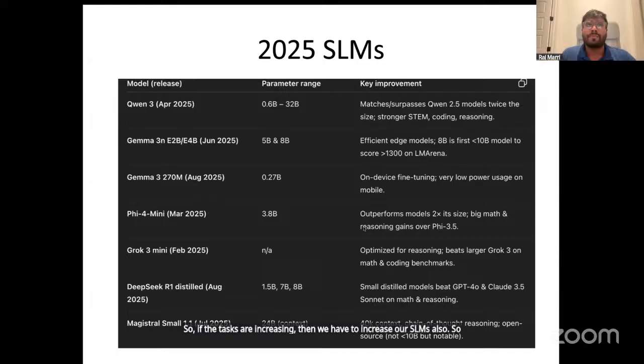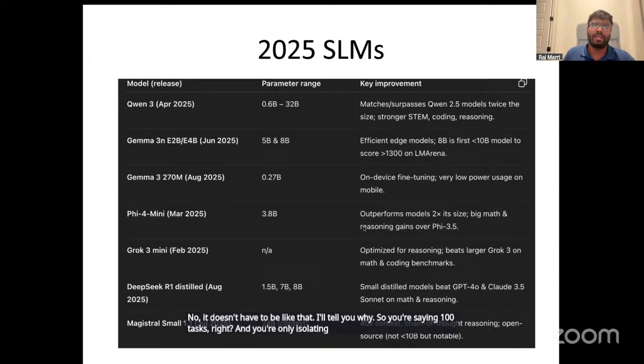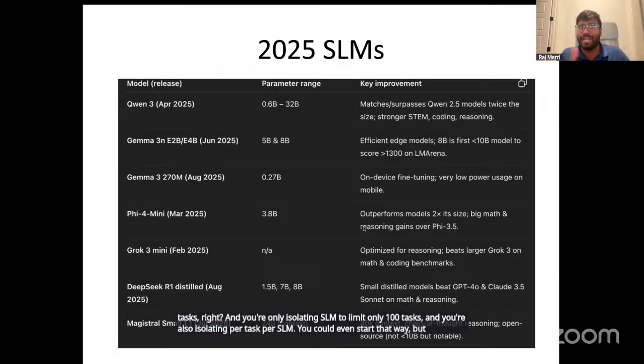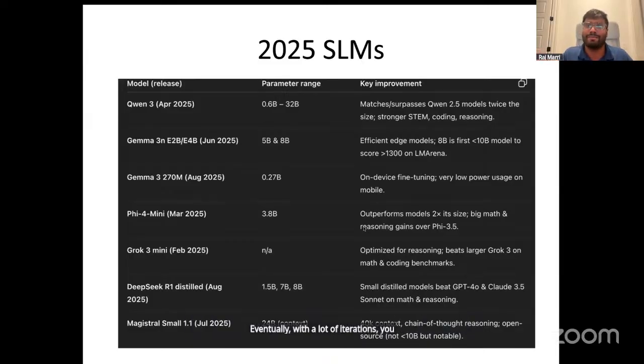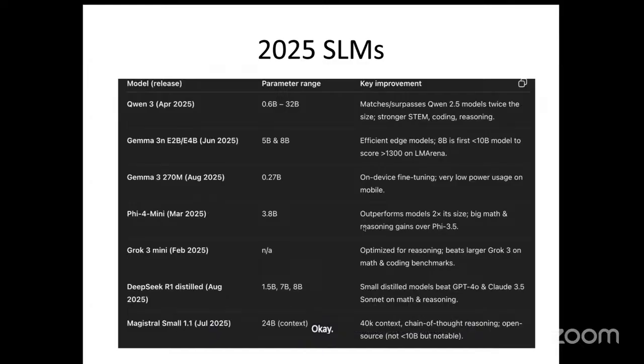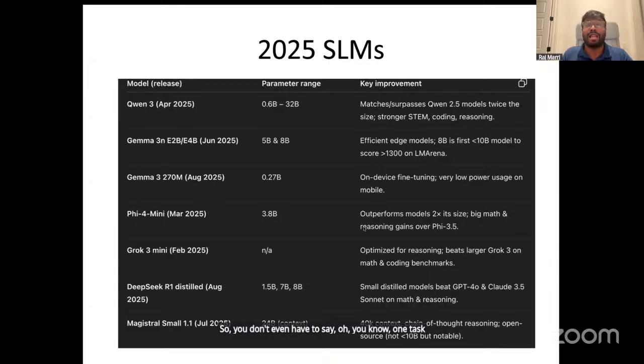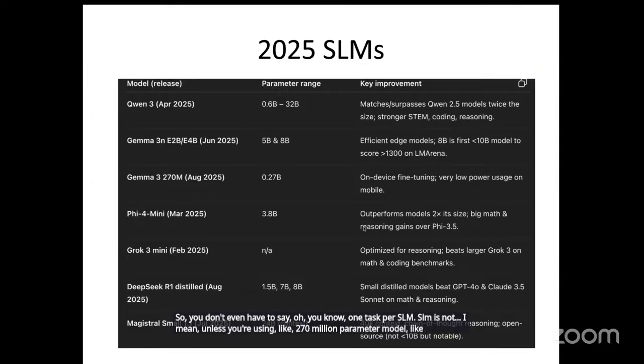No, it doesn't have to be like that. I'll tell you why. You're saying 100 tasks, and you're isolating per task, one SLM each. You could start that way, but at the end of the day you can optimize it, and probably eventually with a lot of iterations, you can have one SLM handle all 100 tasks. So you don't even have to say one task per SLM, unless you're using something like a 270 million parameter Gemma model, which can't handle too many things.